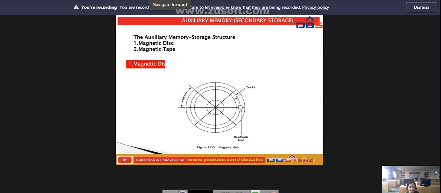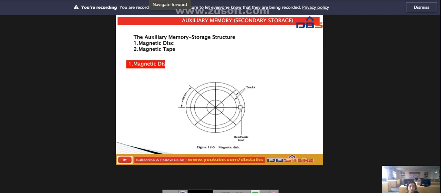The most important characteristics of any device are its access mode, access time, transfer rate, capacity and cost. So what is meant by auxiliary memory? The auxiliary memory devices available in the computer system are magnetic tapes and magnetic disks, and these have characteristics called access mode, access time, transfer rate, capacity and cost. These are the characteristics of the devices.